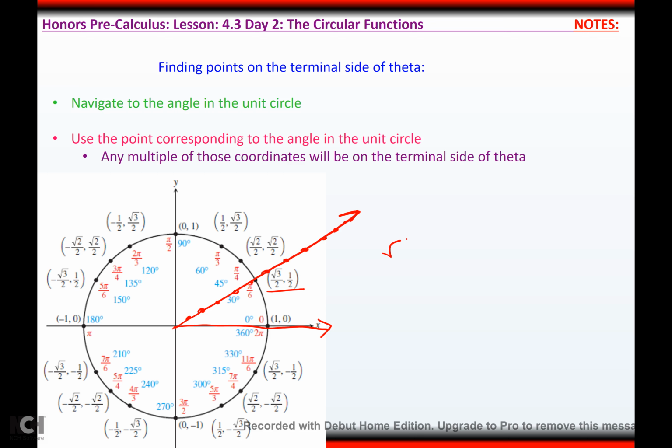So let's say that I multiply these both by 4. So that would be 2 square roots of 3, and that would be 2. So 2 square roots of 3 comma 2 is also going to be on this terminal side. Okay? And you could do that all day long and find various points on it.